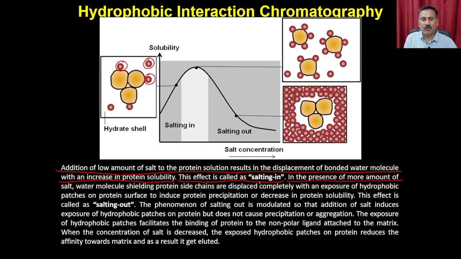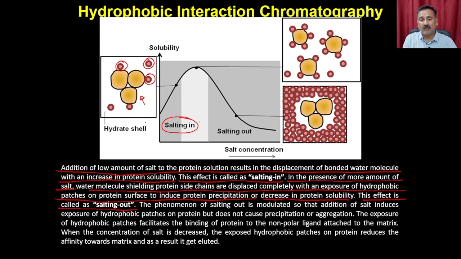In the presence of a larger amount of salt, the water molecules shielding the protein side chains are displaced completely, with exposure of hydrophobic patches on the protein surface, inducing protein precipitation or a decrease in solubility. This effect is called salting out. So if you add a small amount of salt, it removes the water molecules, brings more space, and increases the solubility.